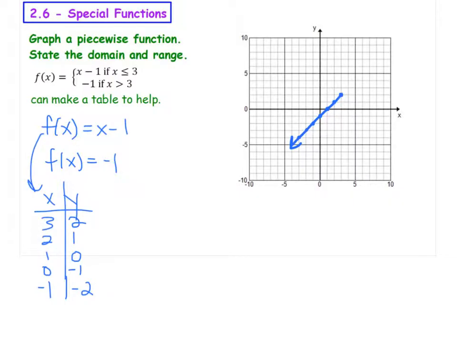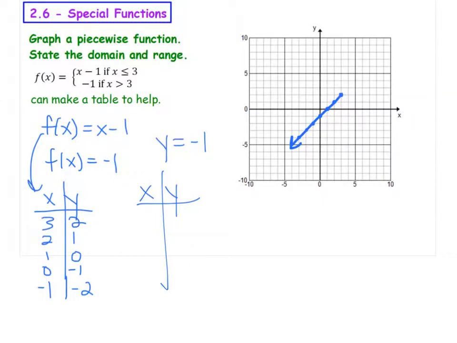Now I can make a table for my other one. Notice this is just the line f of x equals negative 1. That's the same thing as y equals negative 1, so there's nowhere to plug in an x. That means no matter what the x value is, my output is always negative 1, our horizontal line.